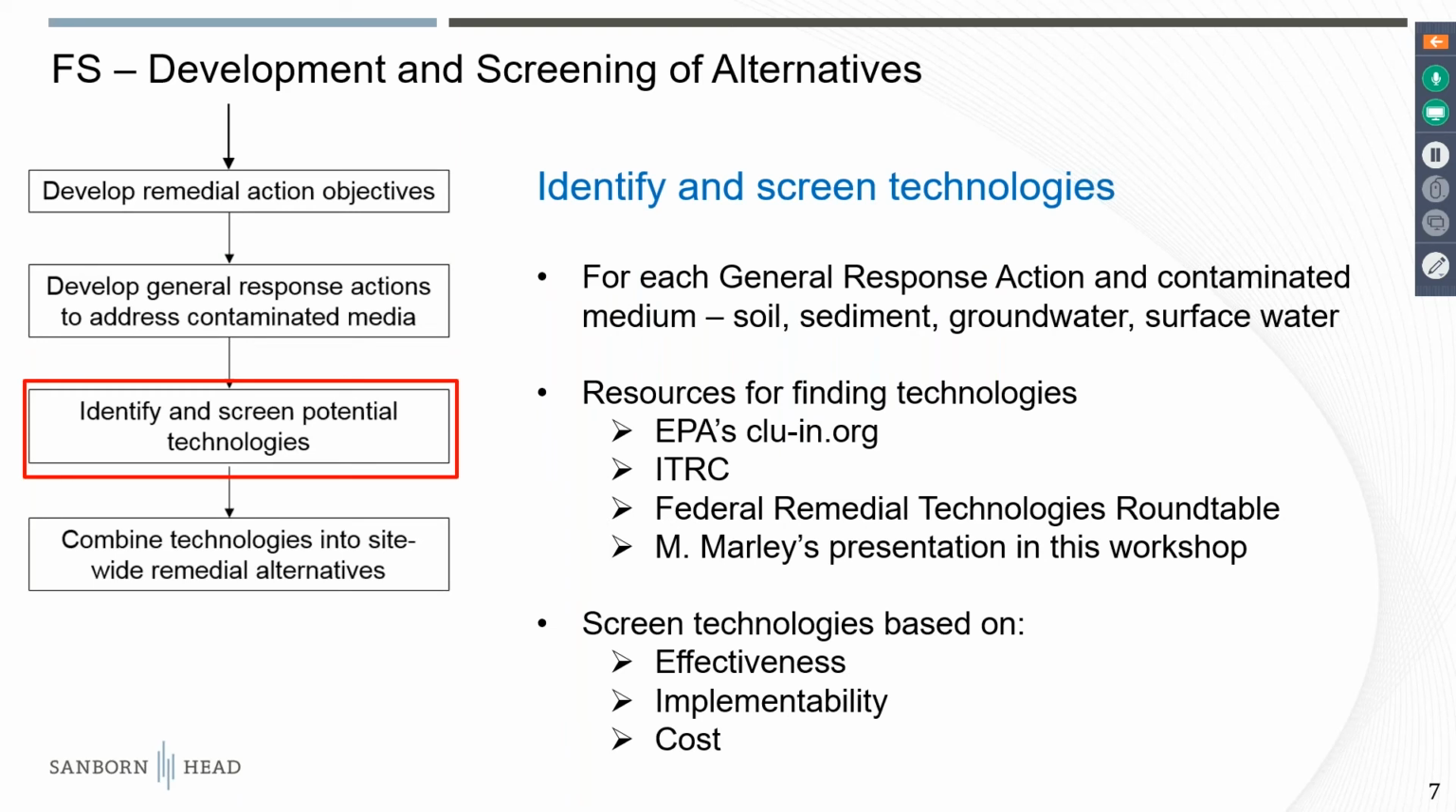So in the identification and screening of technologies, what's happening at this step is, under each of those broad general response actions, a number of technologies are being evaluated to screen them for whether they will be effective, implementable, and cost-effective, as shown at the bottom. And Mike pointed out a number of resources for finding and evaluating technologies, listed here again as well.